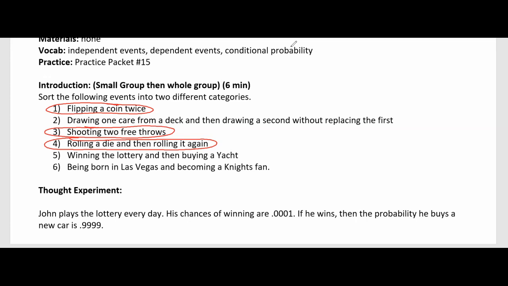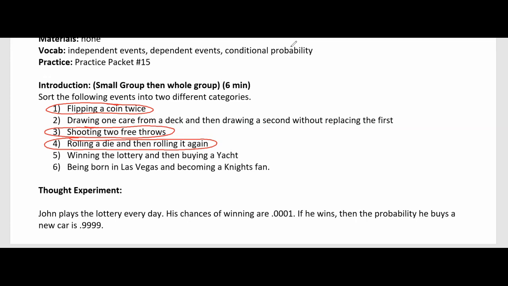And number 4, the second roll of the die is going to be unaffected by the first roll, right? I'm no more likely or less likely to roll a 6 or a 5, depending on whatever I rolled the first time. Now, 2, 5, and 6 are kind of the opposite, right?